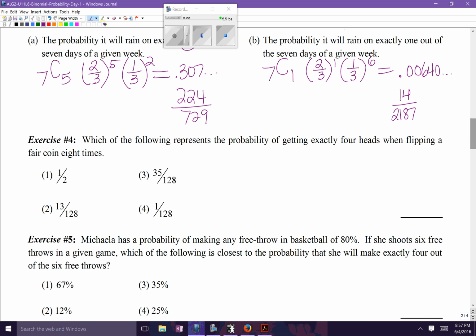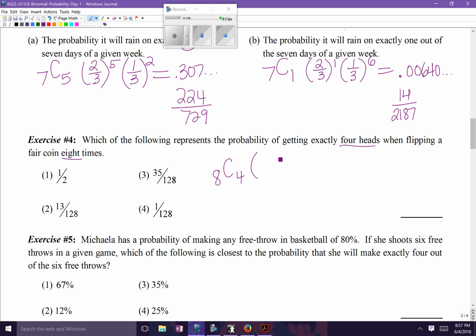Which of the following represents the probability of getting exactly 4 heads when flipping a fair coin 8 times? So how many trials do I have here? Well, I'm doing this experiment 8 times. 8 choose... how many times do I want to be successful? I want to be successful 4 times.